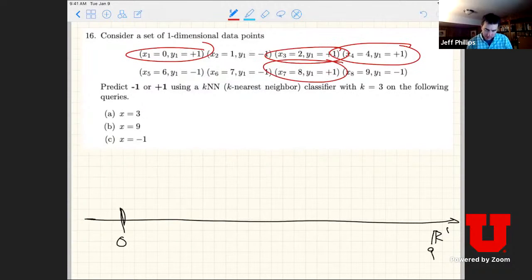Okay, these are going to be x equals 0. This is x1. X equals 2. This is x3. X equals 4. That's at value 4. X7 is at 8. Right, this is 8, 7, 6, 5, 4, 3, 2, 1, 0, minus 1.